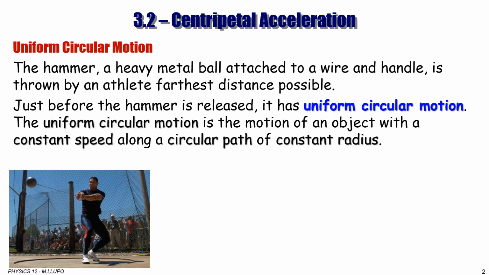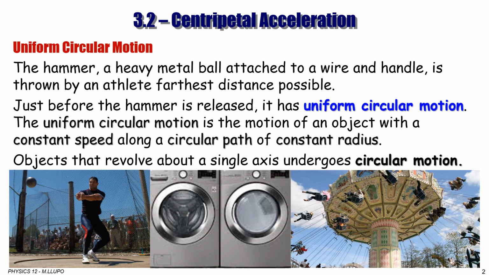The uniform circular motion is a motion of the object with a constant speed along the circular path of constant radius. Radius in this case is the distance from the ball to the spinning axis. An object that revolves about a single axis undergoes a circular motion, for example, a washer and dryer or a merry-go-round. Anything that revolves around an axis undergoes circular motion.